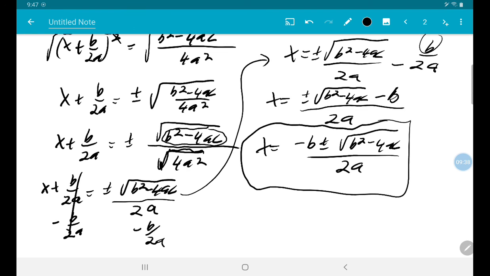And ladies and gentlemen, that is your quadratic formula derived from completing the square. QED, little Latin lesson for you. Quod erat demonstrandum, meaning thus it is demonstrated.